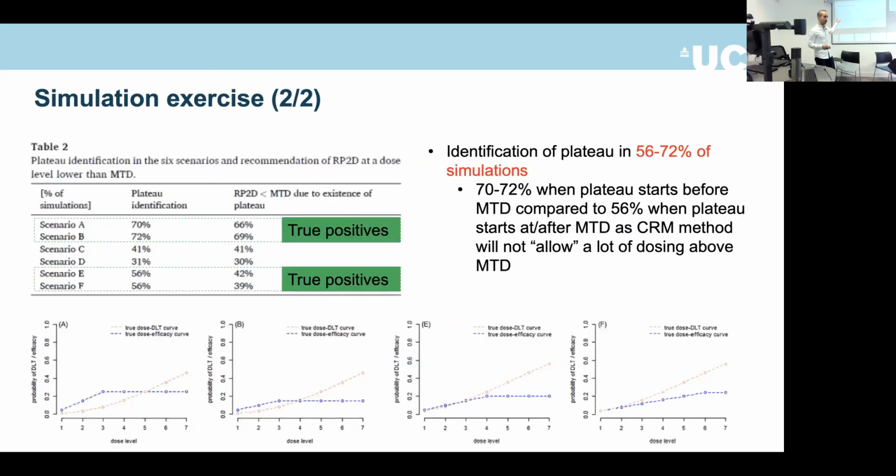The result of this exercise shows the following. In scenarios A and B, as well as E and F, where effectively there is a plateau, which are the scenarios here at the bottom, we've got a large proportion of true positives. So this technique works in the sense that it's able to identify the plateau in 56 to 72% of the cases, according to the sample size that I've been using, which is 57, which is in line with regular phase 1 studies. So this is what I call the true positive plateaus.